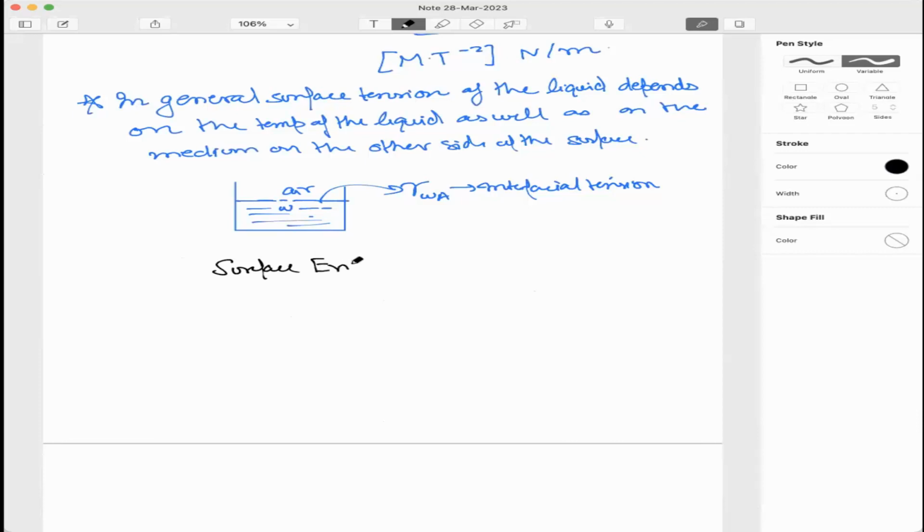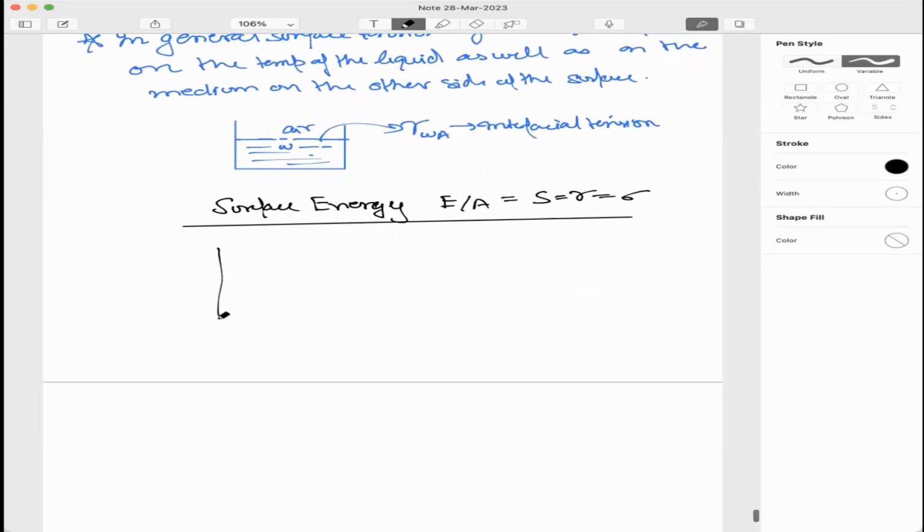Now, let's discuss the same surface tension in terms of energy per unit area. Surface energy, that is energy per unit area, is also surface tension: gamma, sigma, anything you can say. If you see this example again, the top one, let's say this is the interfacial area.